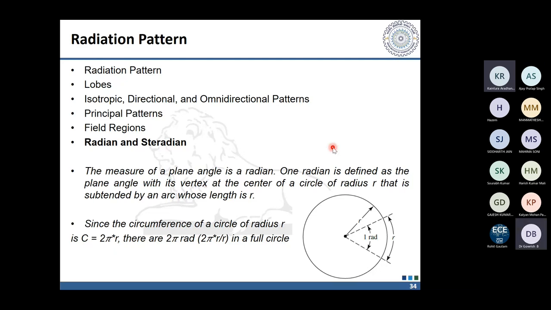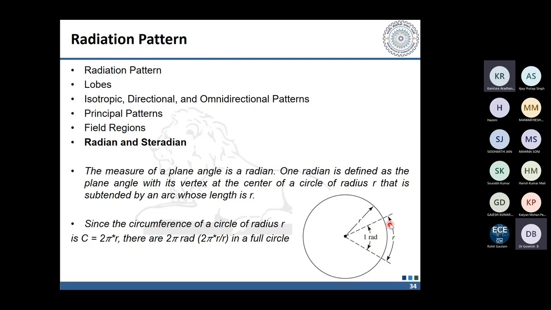Next we go into radian and steradian. The definitions of radian and steradian are very important. Radian you are all aware of from your mathematics. What is a radian? In a circle, it is that angle which subtends an arc of length equal to the radius. S equal to r theta is the arc length. When S is equal to the radius, that angle is referred to as 1 radian.